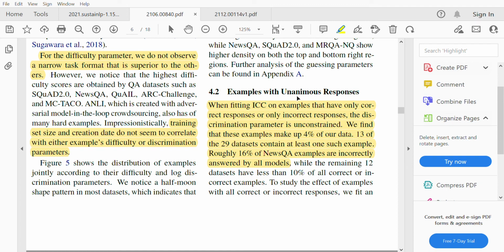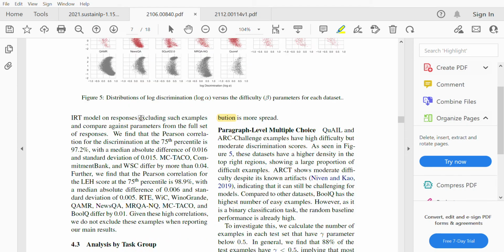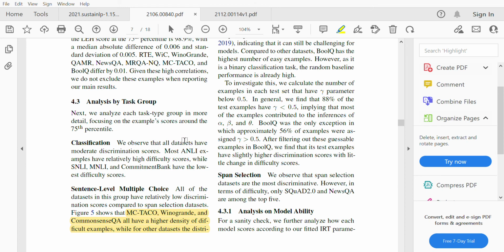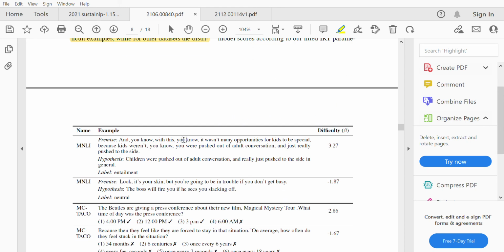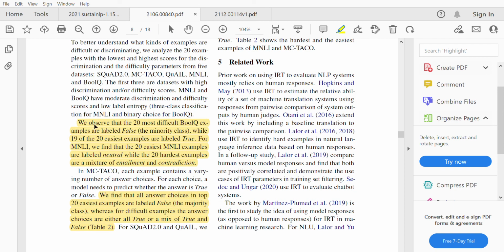I would love to know more about what these 16% of examples are. They do a little bit of analysis on that, which I think is cool. I would be interested in sharing more about the appendix later. I think that is mostly it. They observe a positive correlation between ability and average model accuracy. They also run a qualitative analysis that I would definitely be interested in chatting more through, because these are just super interesting artifacts of these data sets that could tell us a lot about, one, what models know, and two, how good these data sets are for proving out future state-of-the-art work. So looking forward to discussing more.